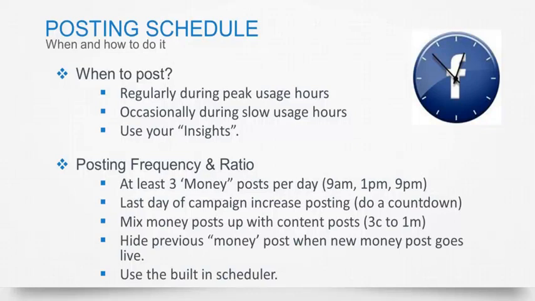Now, if you're posting, say, 3 or 4 times a day on your page with that t-shirt, pretty soon that t-shirt image is going to be plastering your Facebook page and it's going to look like spam, right? So how do you get around that? Well, you can hide the previous money post when a new money post goes live. So you make a post at 9 a.m., then you make another post at 1 p.m. When you post the 1 p.m. shirt post, you can go and hide the 9 a.m. post so it doesn't show up anymore.